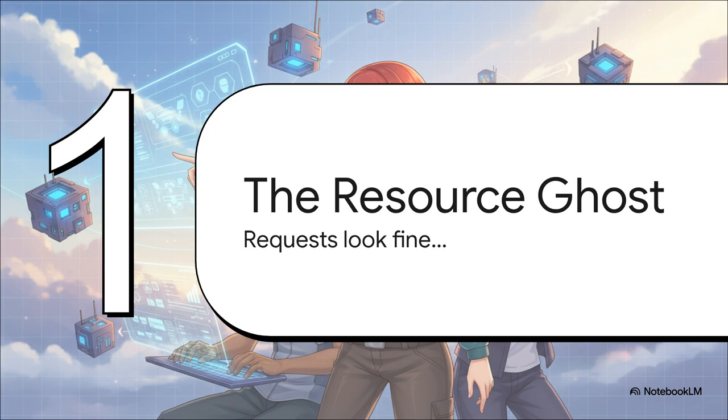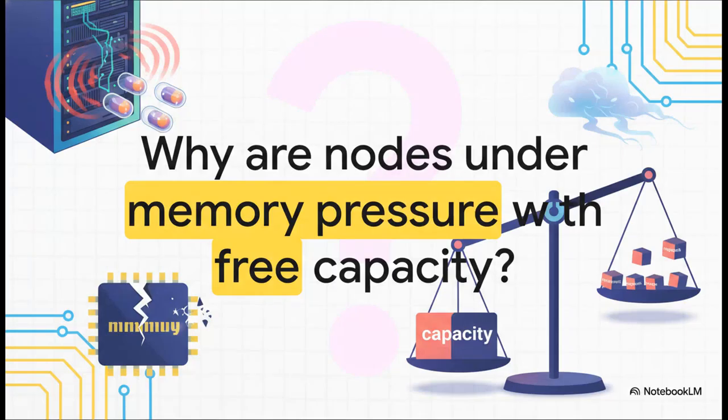And this is a story that's probably going to feel really familiar if you've ever found yourself staring at a monitoring dashboard saying, but the requests look totally fine. So here's the mystery we need to solve. Your nodes are under memory pressure. Pods are getting evicted. But you look at the numbers and the sum of all your pod requests is way, way below what the node can actually handle. The math just doesn't add up. It feels like something invisible is eating up all your resources.